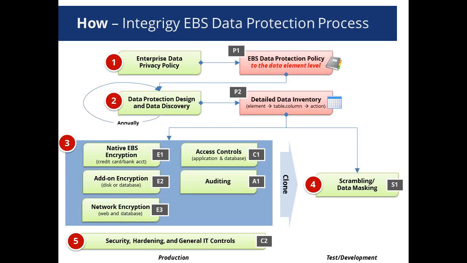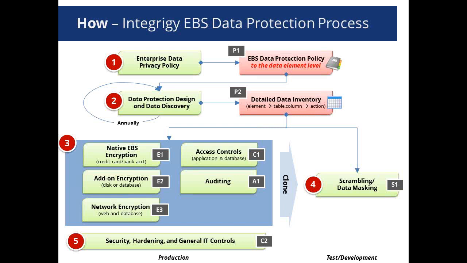Then the second step is taking that data protection policy and doing a design, saying, okay, when we encrypt this information, how are we going to encrypt it? Are we going to have additional access controls? Are we going to have additional auditing? And then you also do a data discovery, so you go through the entire database using some sort of tool or a whole bunch of queries and try to figure out exactly what tables and columns those values are in.